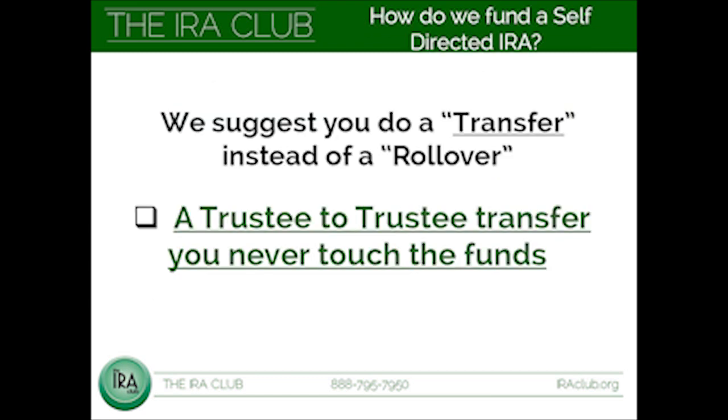Now, we suggest that you bring your money in with a transfer instead of a rollover. What is a transfer? A transfer is a trustee-to-trustee transfer, and hence you never touch the funds. In other words, the new IRA company contacts the old IRA company and says, we accept the custody of Mr. Smith's IRA, please send it here, and the old company will send it to the new company. So if you don't touch the funds, as in a transfer, there would be no 1099 form.